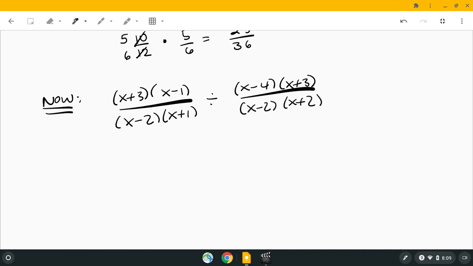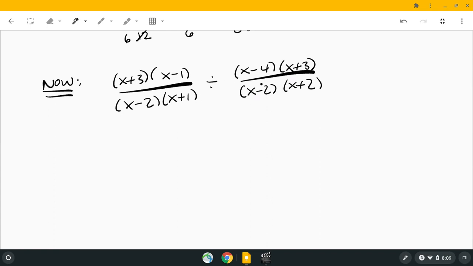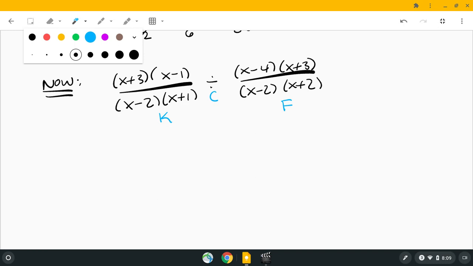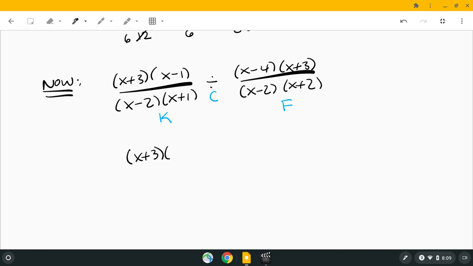Okay, so before you can do any canceling here, you do have to do your changes. So we're going to go ahead and keep this. Same process. We're going to keep this, flip that, and change that to multiplication. All right, so keeping this first fraction the same, changing this to multiplication and flipping this one.